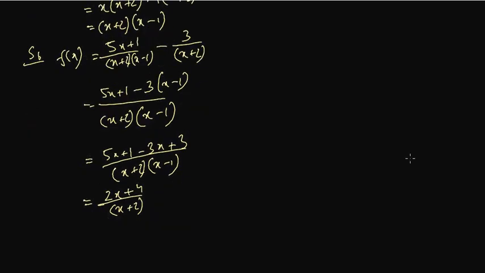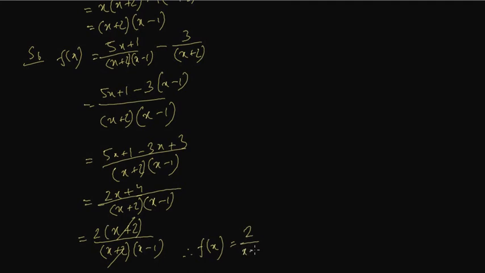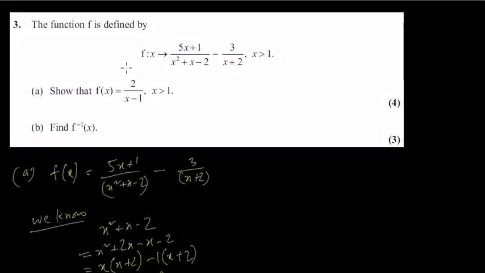So if we take 2 common, it will be x plus 2 divided by (x plus 2)(x minus 1). x plus 2 cancels, and we have 2 by x minus 1. That's what we have to show here. Therefore f(x) equals 2 by x minus 1. Okay, that's what we had to show, 2 by x minus 1. That's it. Now we have b here.